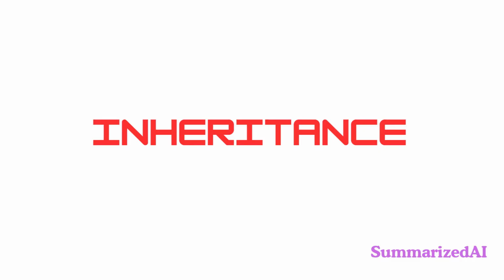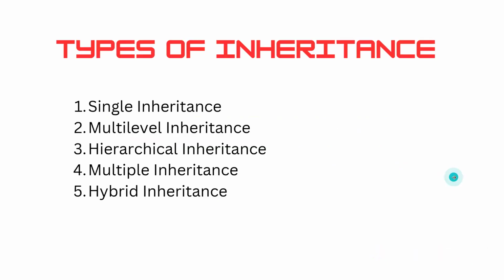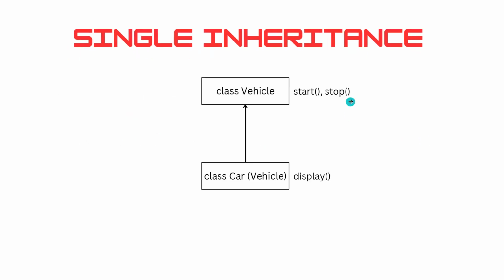So let me go ahead to my next slide. First, we will discuss how many types of inheritance we have. Then we will proceed to single inheritance. We have these types of inheritance: single inheritance, multi-level inheritance, hierarchical inheritance, multiple inheritance, and hybrid inheritance. Hybrid inheritance is nothing but a combination of these four. It may be single and multi-level, or single and multiple. Now let's go ahead and start with single inheritance.